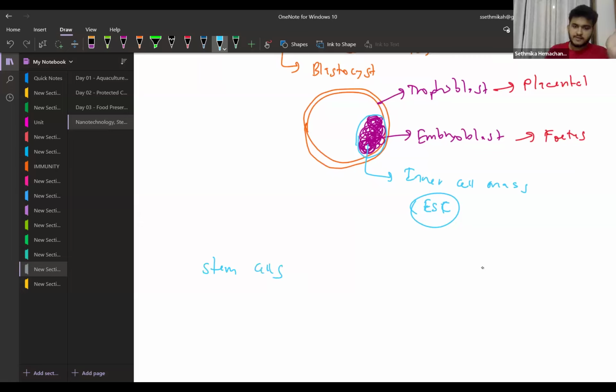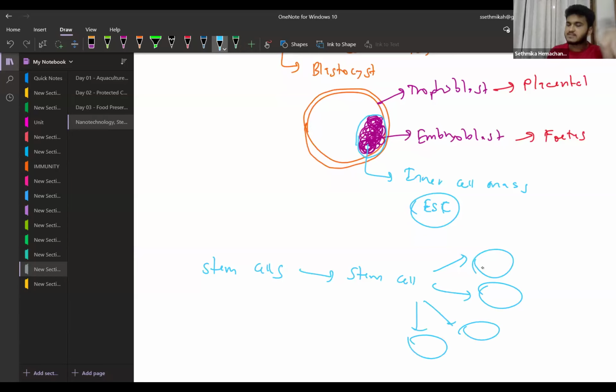Stem cells will form stem cells. Then according to the different chemicals and different signals only, they will differentiate into the different cell types. So you can take this inner cell mass, culture it in the laboratory to produce more cells, to produce more stem cells, and you can develop any type of cell out of those embryonic stem cells.